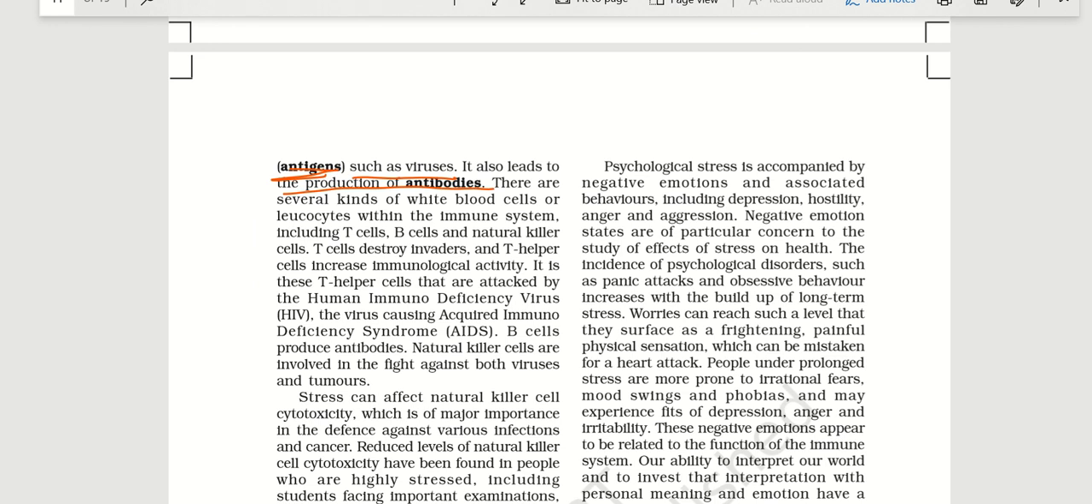There are several kinds of white blood cells or leukocytes within the immune system, including T cells, B cells, and natural killers. So, T cells destroy invaders, and T helper cells increase immunological activity. It is these T helpers that are attacked by the human immunodeficiency virus, which is HIV, the virus causing acquired immunodeficiency syndrome. B cells produce antibodies. These are the natural killers, involved in the fight against viruses and tumors.